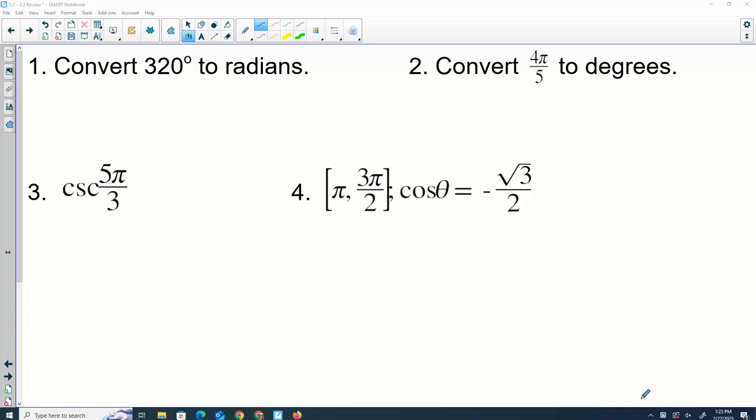So, very first thing we did in section 3.1 was introduce radian format, so you need to be able to go back and forth between radians and degrees. So first thing on your quiz will be a couple questions just testing if you can convert. So if we have degrees, how do we get it into radians?